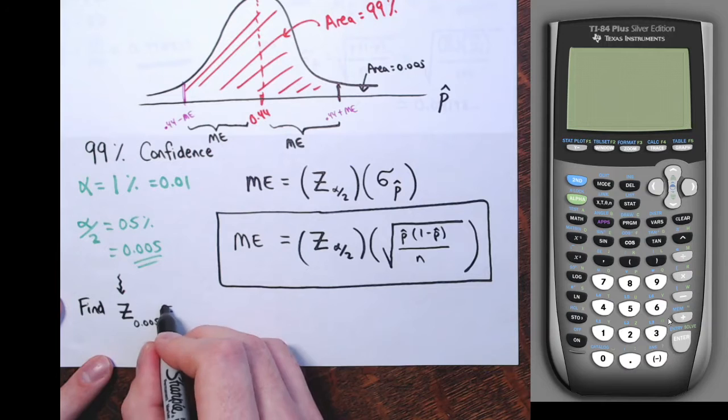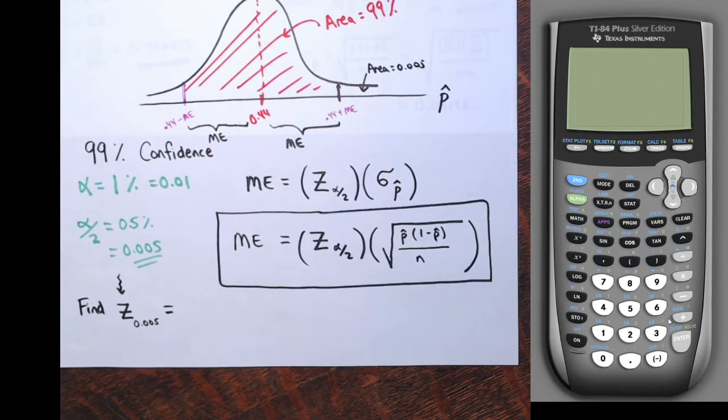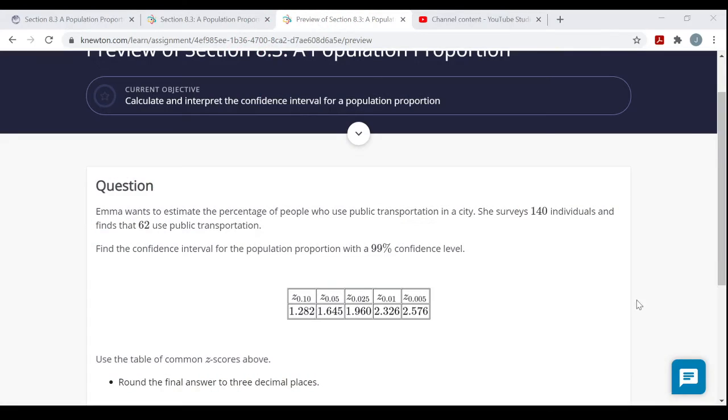You can go to a table, or you can go to a calculator. I'll show you both. On the website, they gave me a little chart here with all these nice critical z-scores. We're looking for the z-score that has 0.5% above it, that z with a subscript of 0.005. That's 2.576.